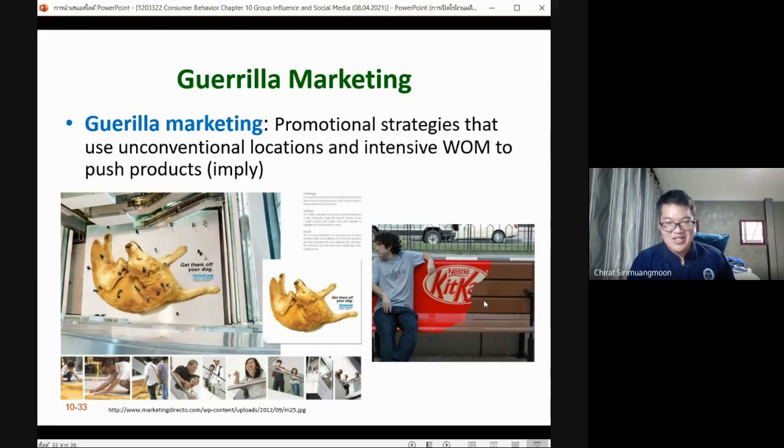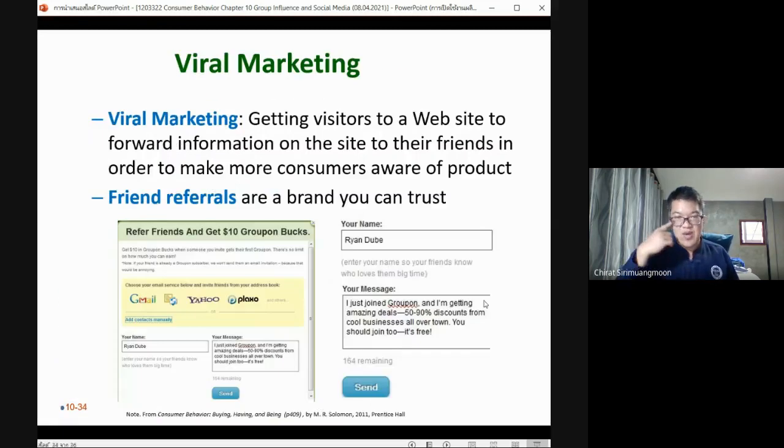Then the KitKat one was cleverly designed. They know the chair where people normally sit should have something interesting, like using the wrap or the package of KitKat. It's also linked to the product, like the chocolate bar inside with the red cover.